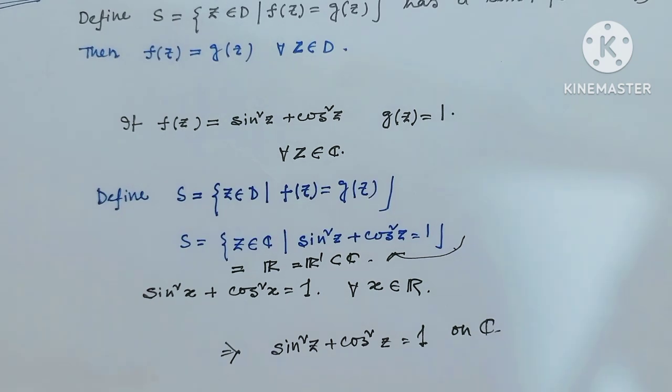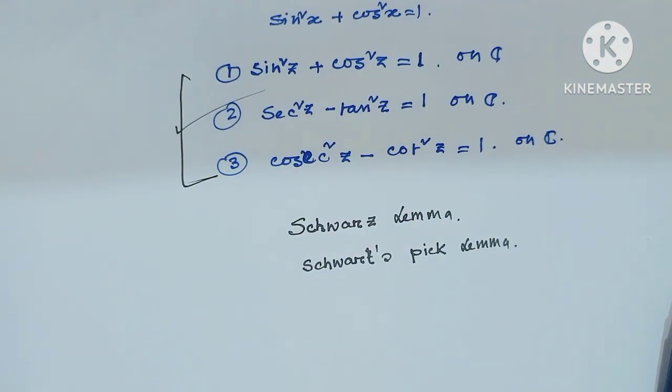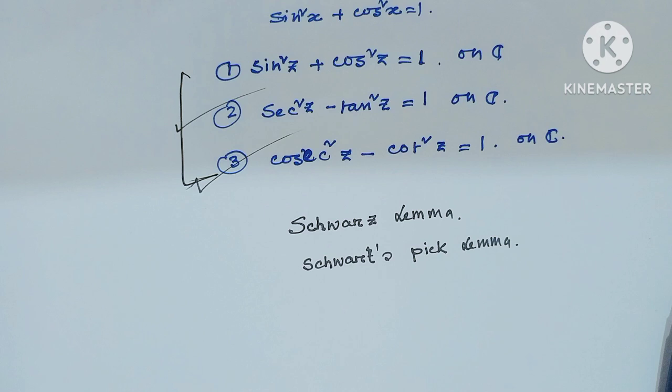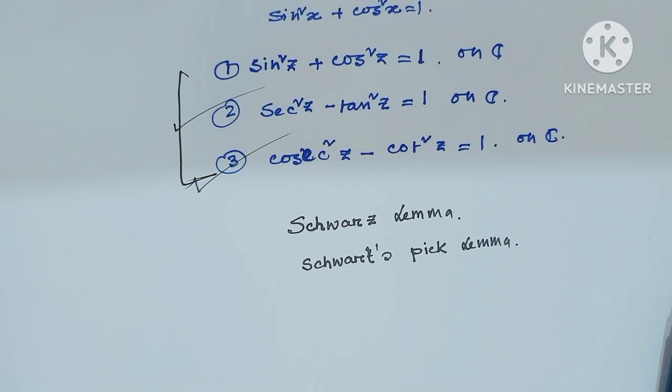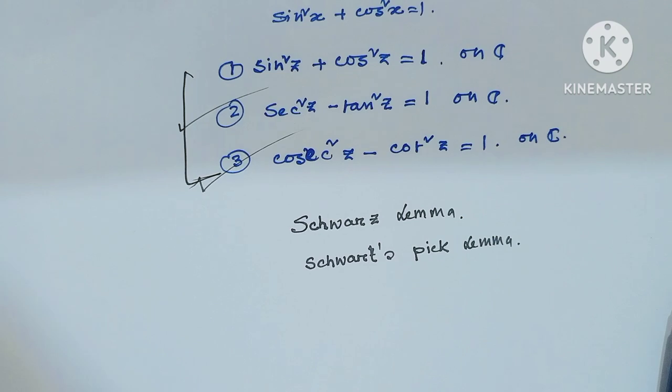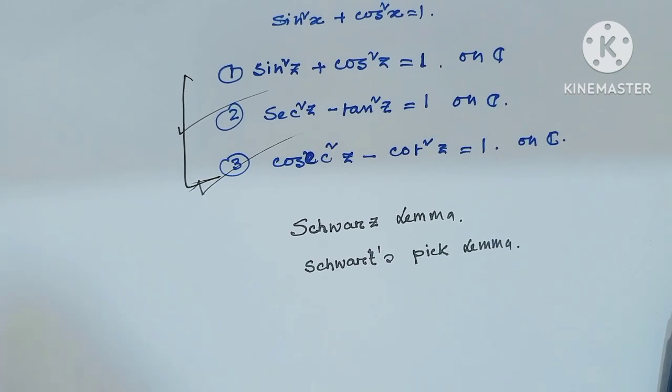Similarly, sec squared z minus tan squared z equal to 1, and cosec squared z minus cot squared z equal to 1, on the whole complex plane C. I hope all my viewers have understood. Okay. Next I will see our main goal of this lecture, the Schwarz Lemma.